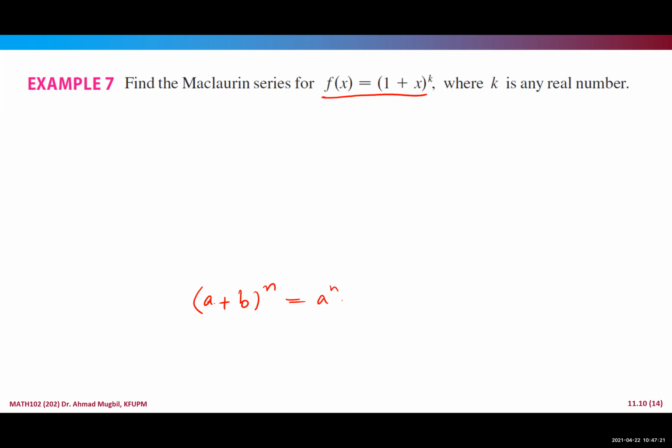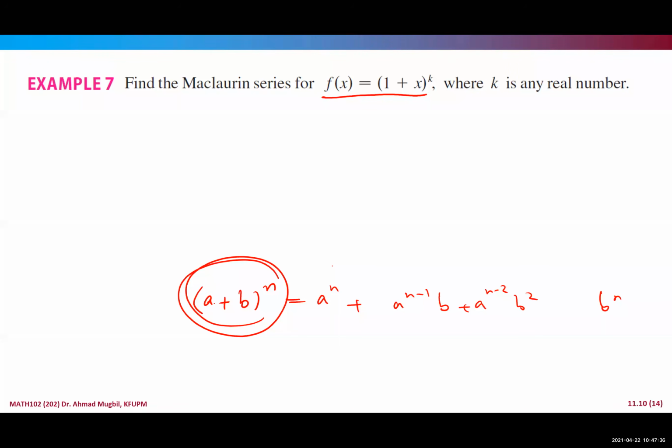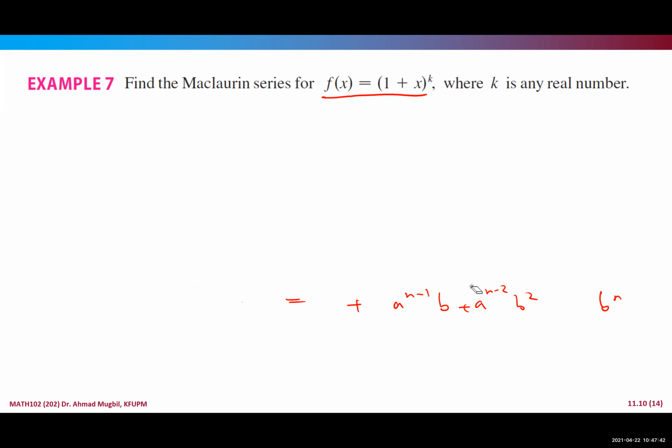This is a binomial, when you have 2 terms. There is a formula, Shabab, for this. It is a to the power n, and here you have b to the power n, and in between it starts decreasing and increasing. It will be a to the power n minus 1 times b, then a to the power n minus 2 times b squared, and so on. So this is called the binomial. Today we will do it with a special case when a is 1 and b is x. You can generalize it, of course, but let's focus on this.